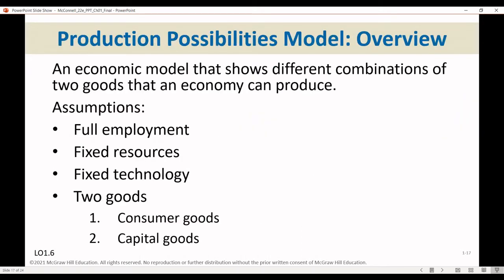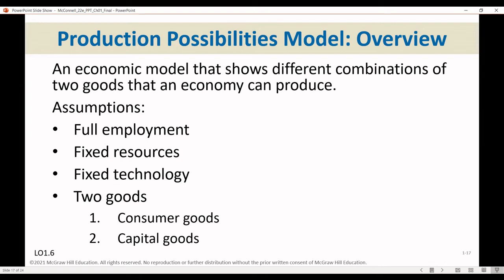So we're gonna illustrate a society economizing problem using the production possibility model. Right here, we make some assumptions. The economy model shows different combinations of 2 goods that the economy can produce. But before we look at the PPC, production possibility curve, the assumptions we make are full employment, fixed resources, fixed technology, and again, it's a simplified economy, which is 2 goods that we can produce: the consumer good and the capital good.